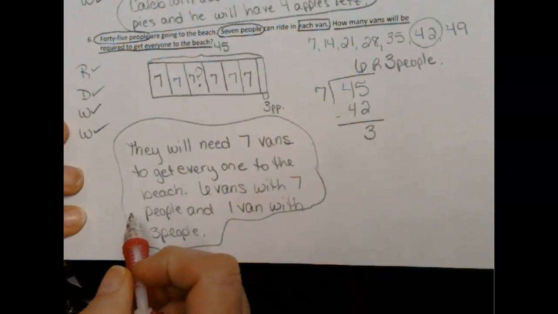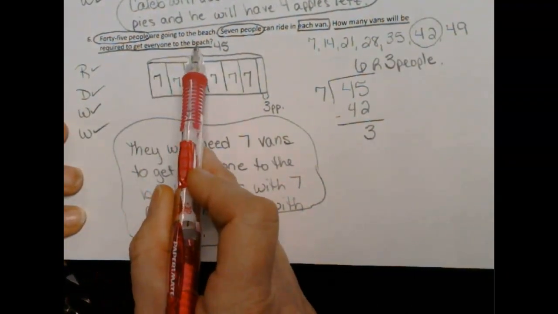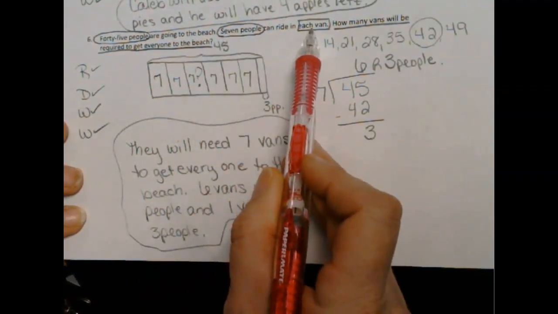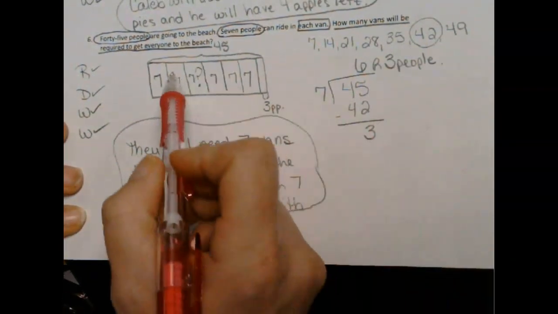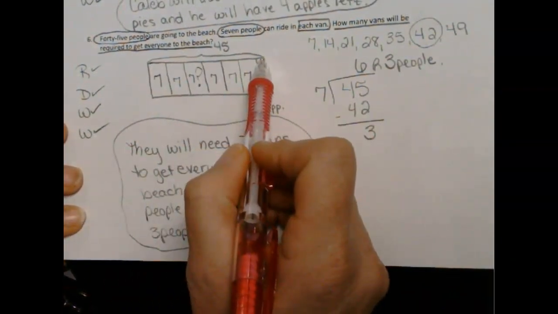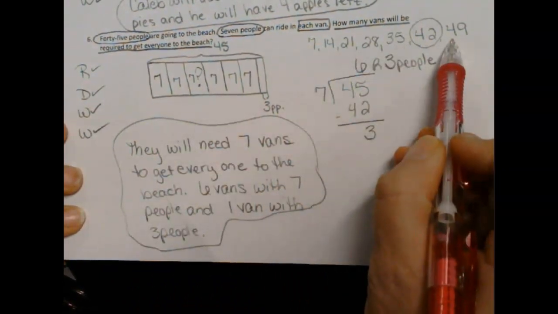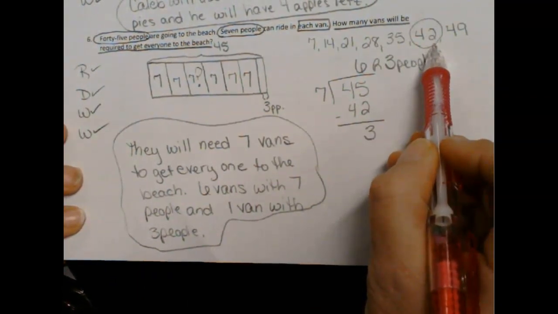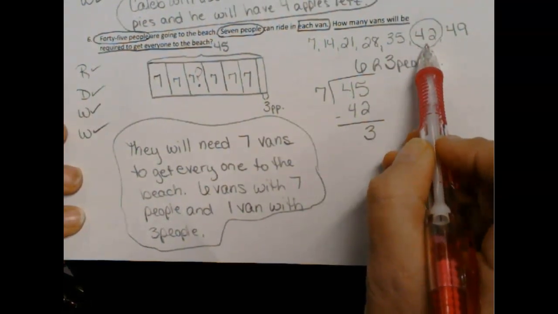Now, this problem is different than any of the others you've had because I want to take everybody to the beach, not just the 7 people that can fit in each van. So I have to keep that in mind when I'm coming up with my answer here. So again, I drew a tape diagram and I knew I had a total of 45 people and 7 were going in each van. So I wrote my multiples of 7 to see what number would get me close to 45 without going over. Well, I know that 7 times 6 is 42.